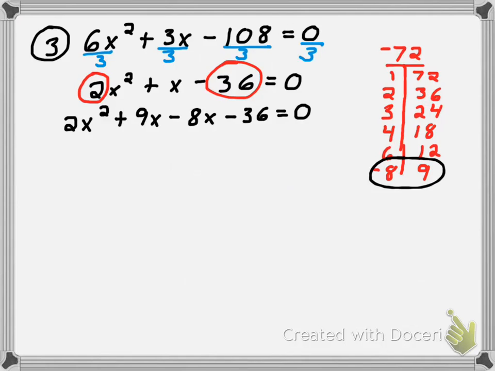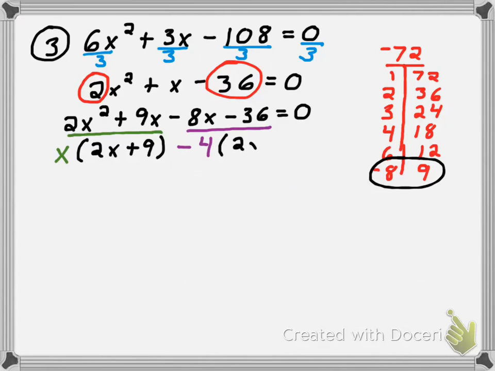Now we have four terms, therefore we can do this problem using grouping. So we create our two groups with the first two terms and the last two terms. If we look at our first group, we're looking for what we can factor out of both of those terms, and in this case the only thing we can factor out of both of those is an x. So we factor out the x and we're left with 2x plus 9. When we look at the second group, we notice that it starts with a negative 8x, so we know we need to pull out a negative, and 8 and 36 can both be divided by 4. So we're going to pull out a negative 4, and we have 2x plus 9 left over again.